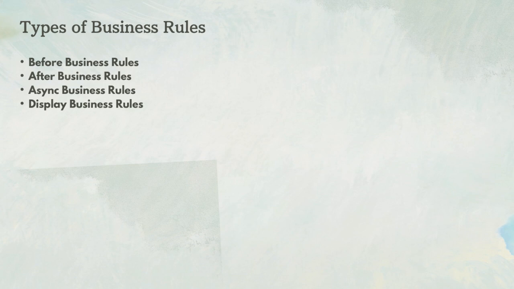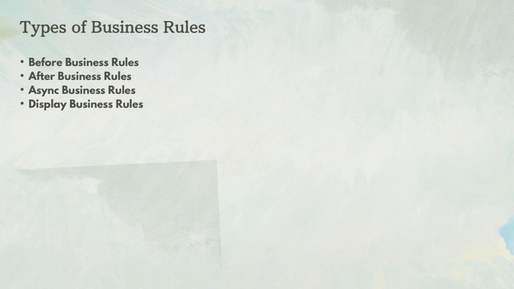When we introduce asynchronous business rules, things become even more dynamic. They can run in the background without delaying the main process. And finally, displaying business rules visually helps everyone understand the logic at a glance. Now, let's explore the different types of business rules.